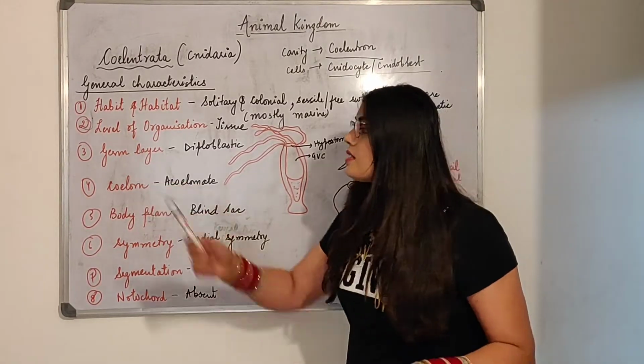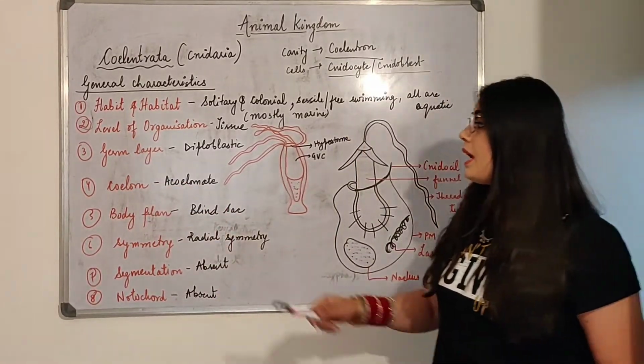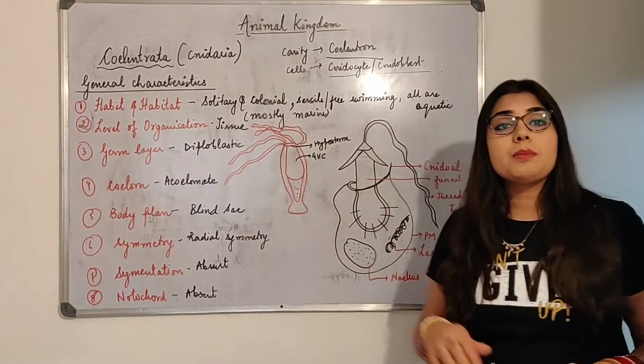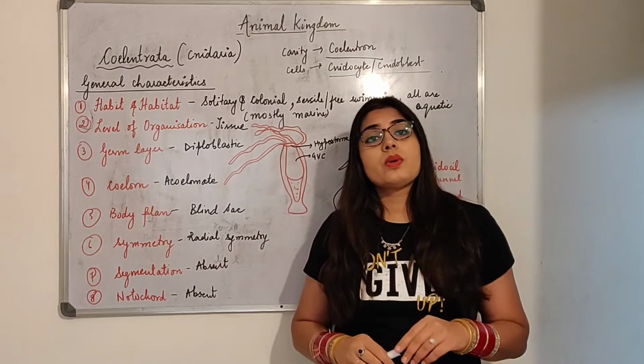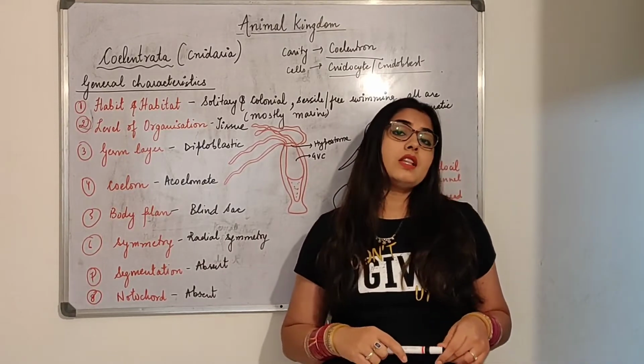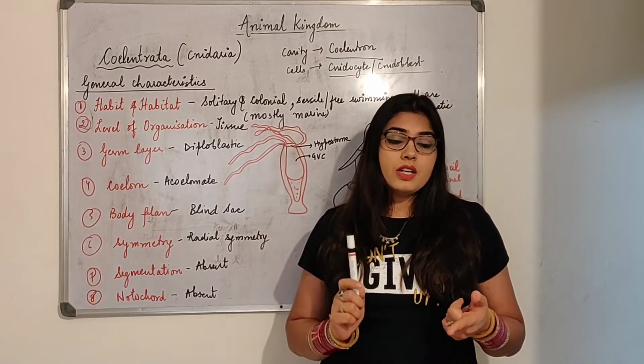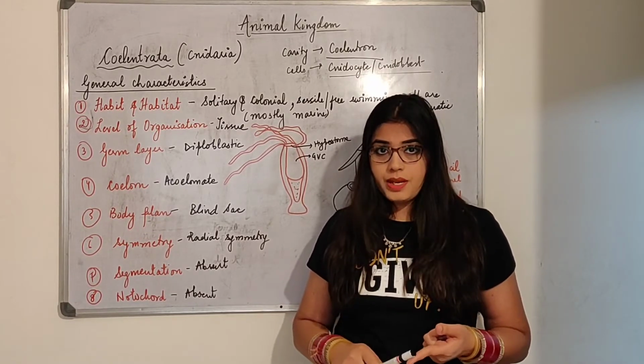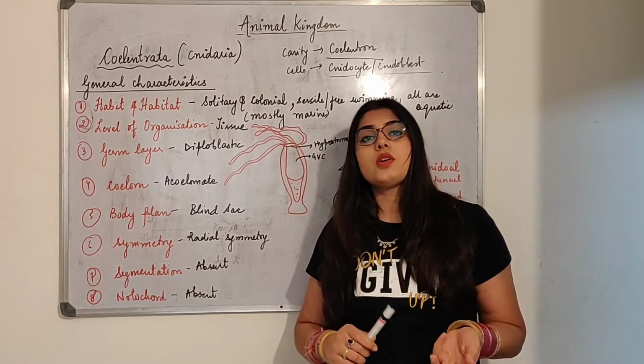Fine. Then next is the germ layer. So germ layer means diploblastic. That means it is written diploblastic. That means only two layers are present. I told you when we were studying the germ layers, diploblastic and triploblastic. Diploblastic means 2 germ layers. Triploblastic means 3 germ layers.